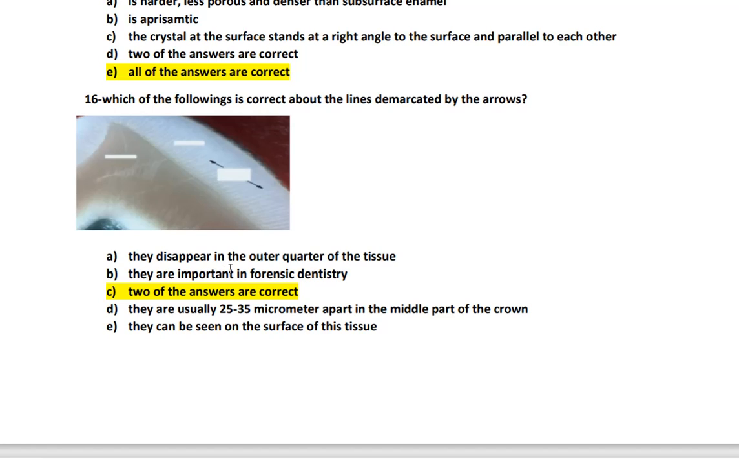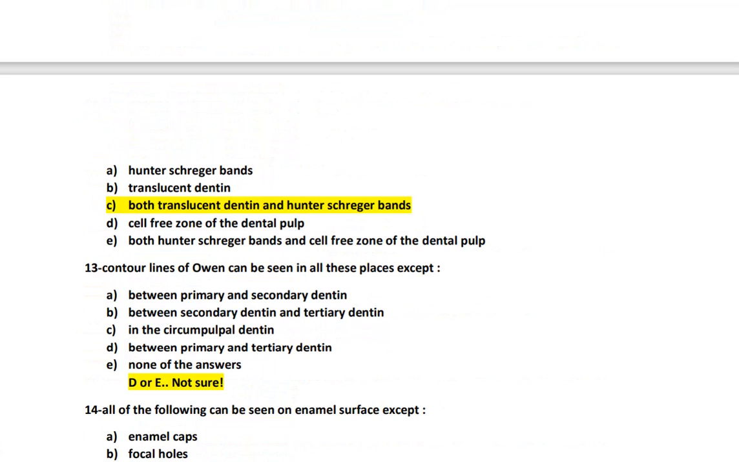They are important in forensic dentistry. No, because what we said is important in forensic dentistry is translucent dentine, sorry. So in translucent dentine, it is the one important in forensic dentistry. They are usually 25 to 35 micrometers apart in the middle part of the crown. Yes, they can be seen on the surface of this tissue. Yes, the two of these answers are correct.